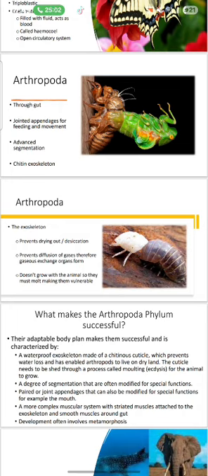Arthropoda. The exoskeleton prevents drying out and prevents the diffusion of gases, therefore gaseous exchange organs formed. It doesn't grow with the animal, so they must molt, making them vulnerable.